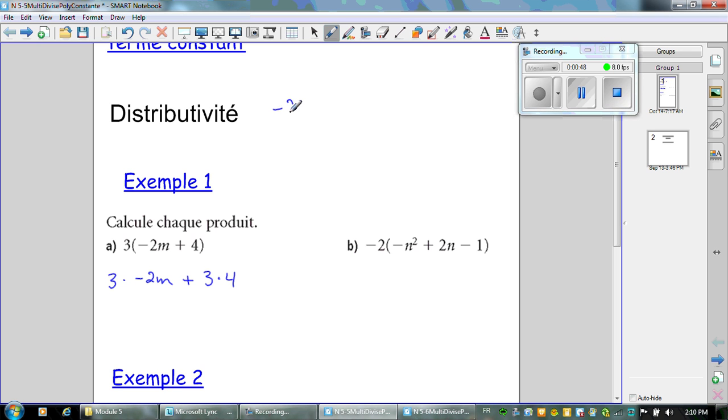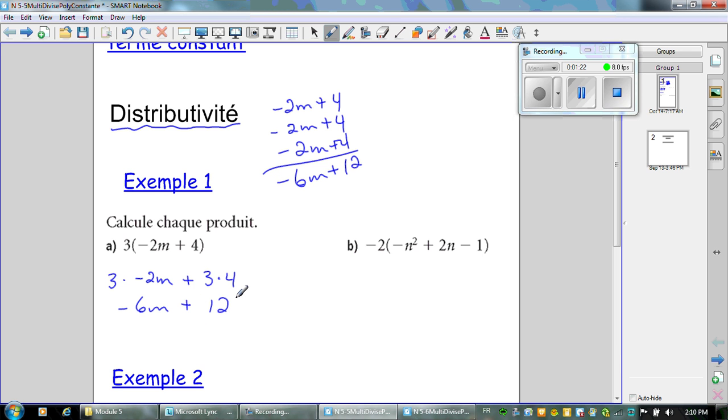You would have negative 2m plus 4, that's one group, and another group, negative 2m plus 4, and another group, negative 2m plus 4, and you group them all together, it would be negative 6m plus 12. So instead of writing all this out, you're just going to use the distributive property, which is to distribute your 3 evenly to each number. So 3 times negative 2m is negative 6m, and then 3 times 4 is 12, plus 12. So that's your answer right there.